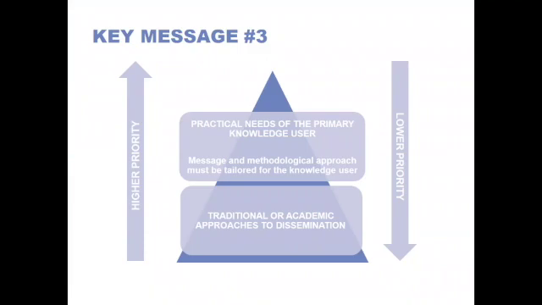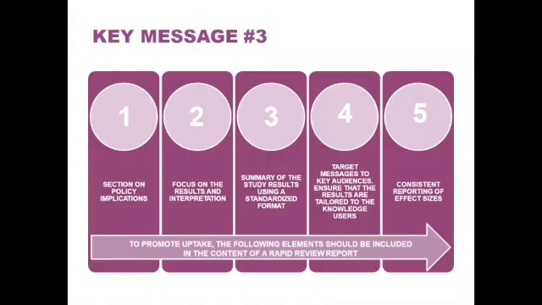So if you're producing a rapid review, your priority should be thinking about the practical needs of the primary knowledge user, as opposed to focusing on the more traditional academic approaches to dissemination, where you might publish your paper in an academic journal, present it at a conference, etc.